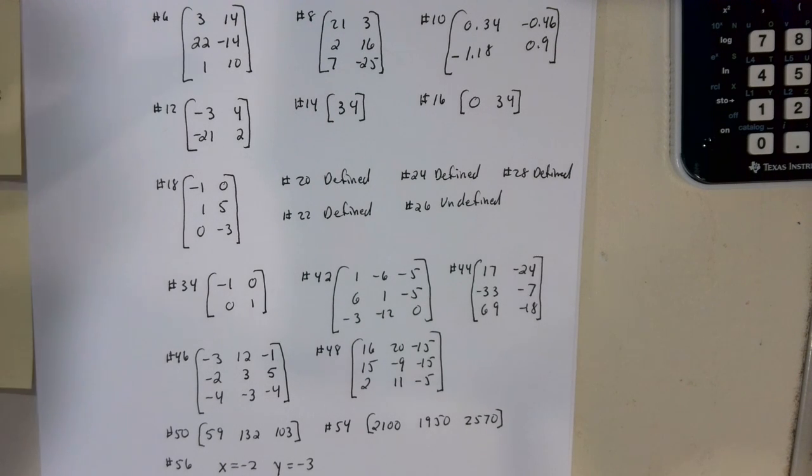Now, notice I didn't put 2 and 4 because those were just multiplying by a scalar, and then there's 1 or 2 other problems I didn't put answers to because they were just simply multiplying through using the distributive property. These are the answers to the more complicated process of multiplying two matrices together. So you can pause the video and check your work.